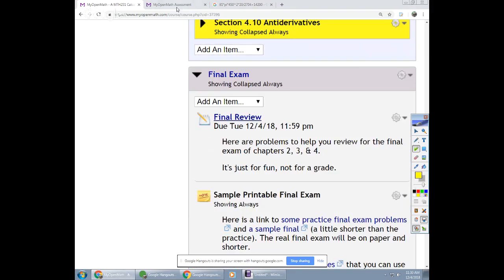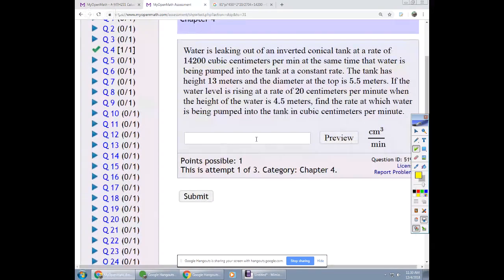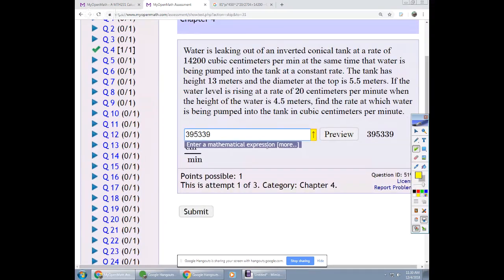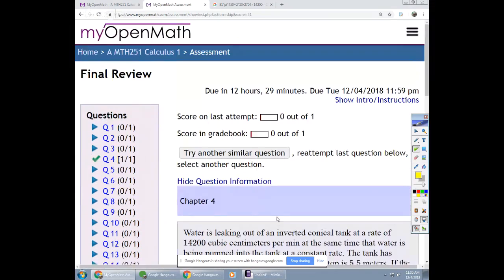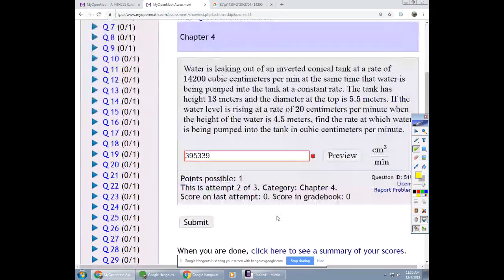So on a test, the only way to double check yourself on this is just to review everything you did and say, hey, I think that looks reasonable. Oh, I got it wrong. Find the rate at which the water is being pumped into the tank. So are we trying to find? I got mine right. Okay, so I must have an error somewhere.